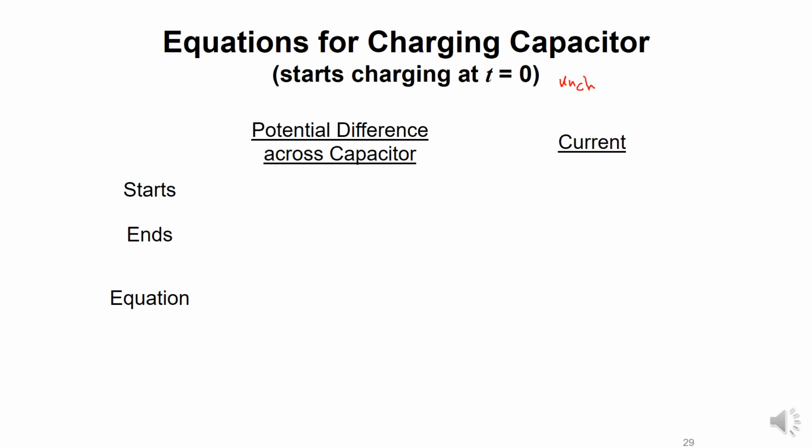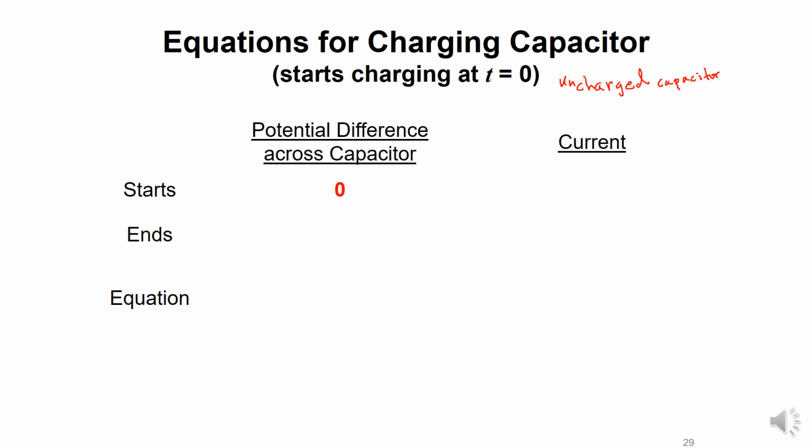Okay, let's write this down. Uncharged capacitor, we're going to start charging it. So let's start at time 0. At time 0, there is no charge in the capacitor. So the potential difference across the capacitor is 0, and the current is maximum.